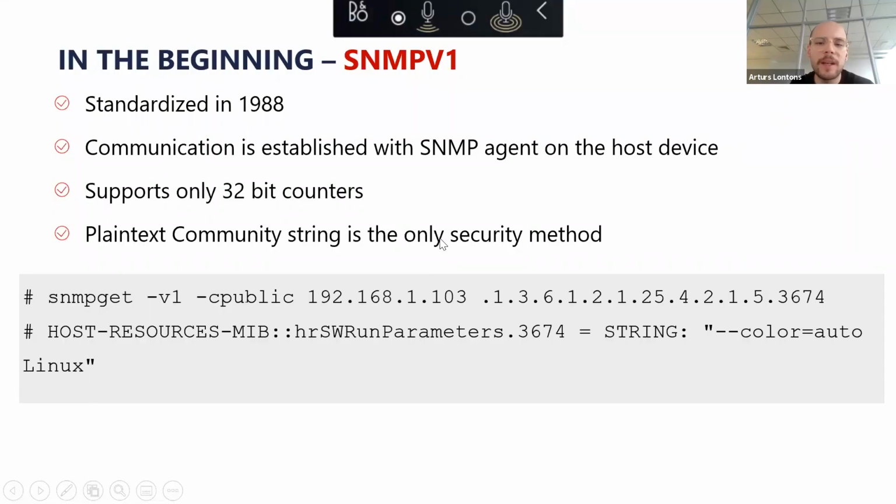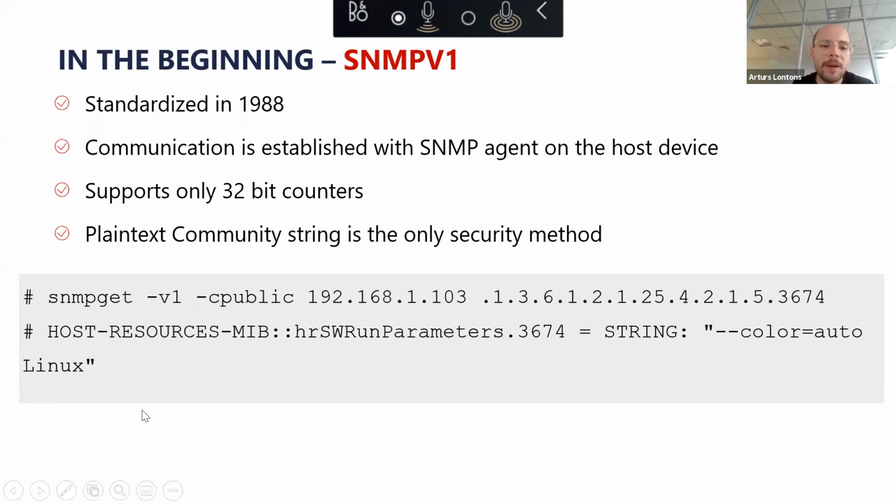So, SNMP version 1, standardized back in 1988. Communication is established with the SNMP agent on the host device. It supports, unfortunately, only 32-bit counters, so your data is going to roll over eventually. A plain text community string is the only security method that's available to you, and that's why we'll be covering SNMP version 3, not 1 or 2. Because of that lacking security, the community string is the only gateway between you and anyone intercepting or messing around with your data.